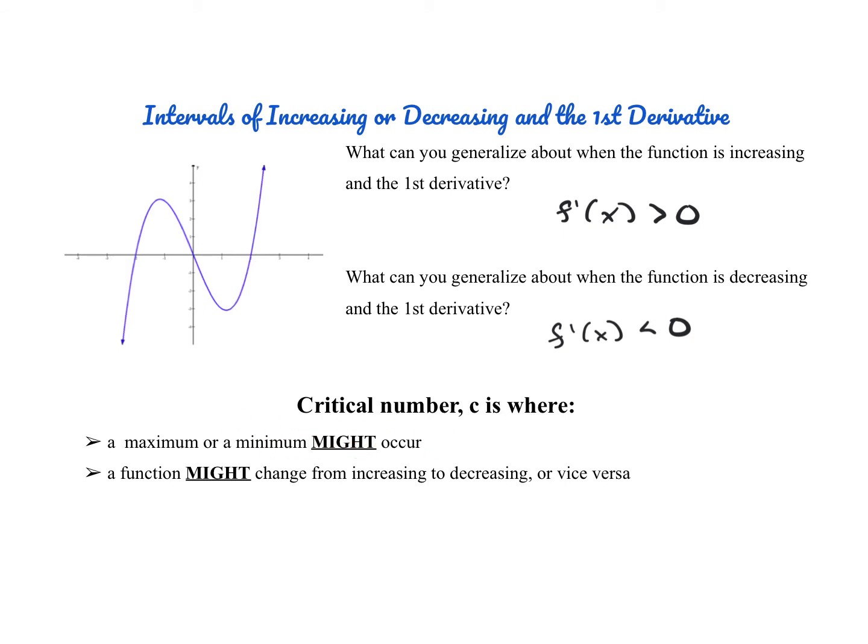So that might occur at that critical number, essentially, and a critical number will be where your derivative is 0 or undefined. And a derivative also might tell us where our function might change from increasing to decreasing or vice versa. And again, that changeover point will always occur at that critical number, which is where the derivative is 0 or undefined.